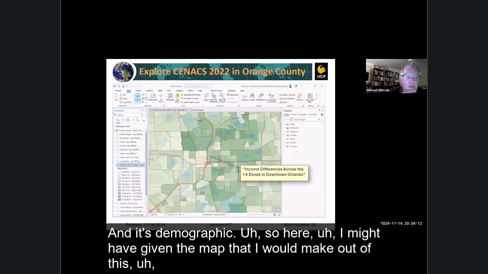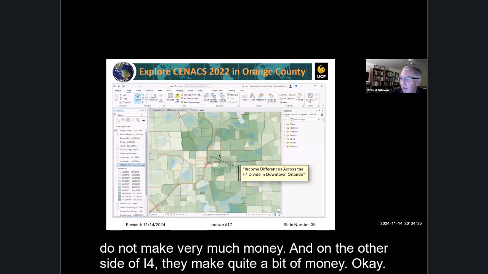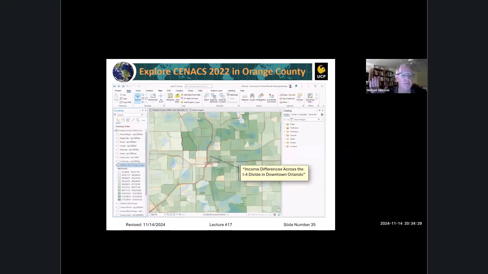and its demographics. So here is the map that I might make out of this: income differences across the I-4 divide in downtown Orlando. You can see that on one side of I-4, people do not make very much money. And on the other side of I-4, they make quite a bit of money.